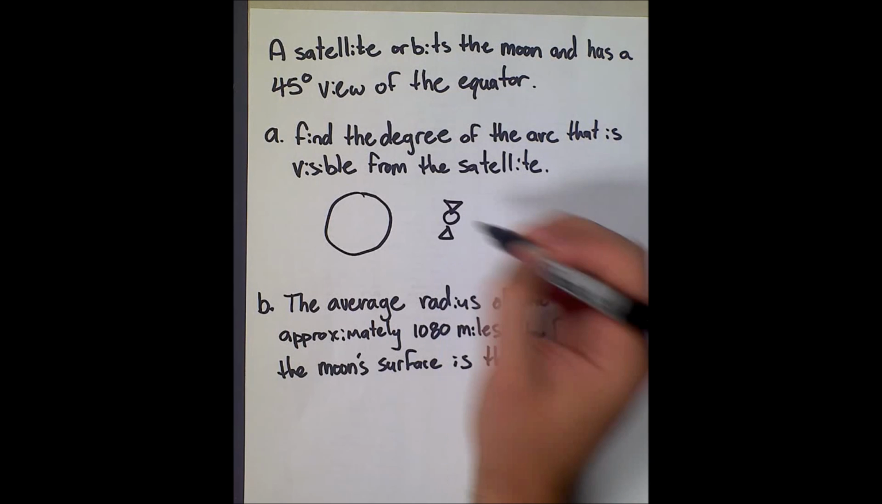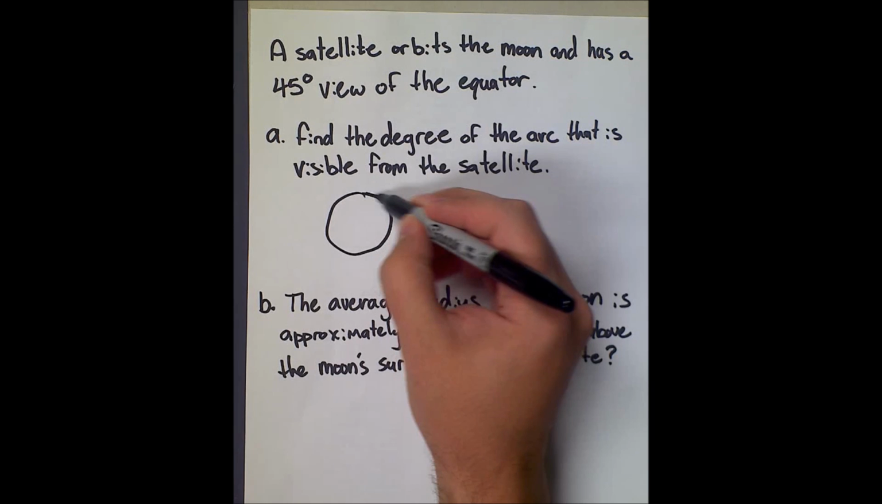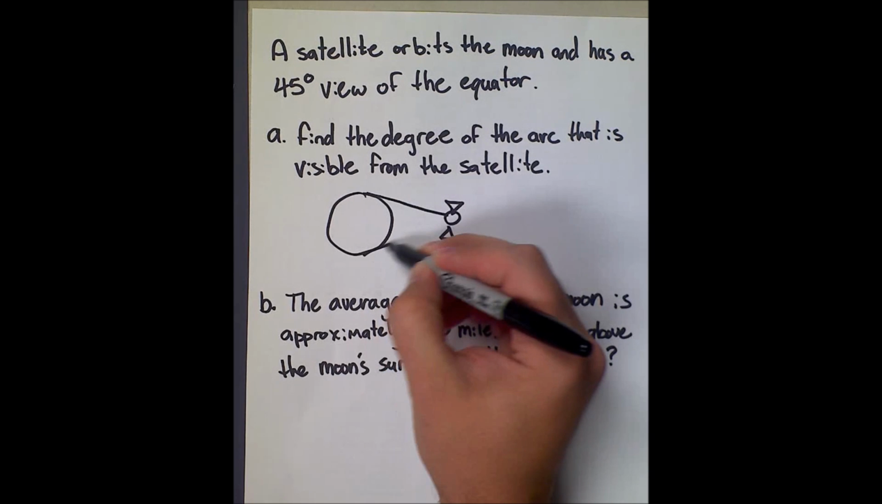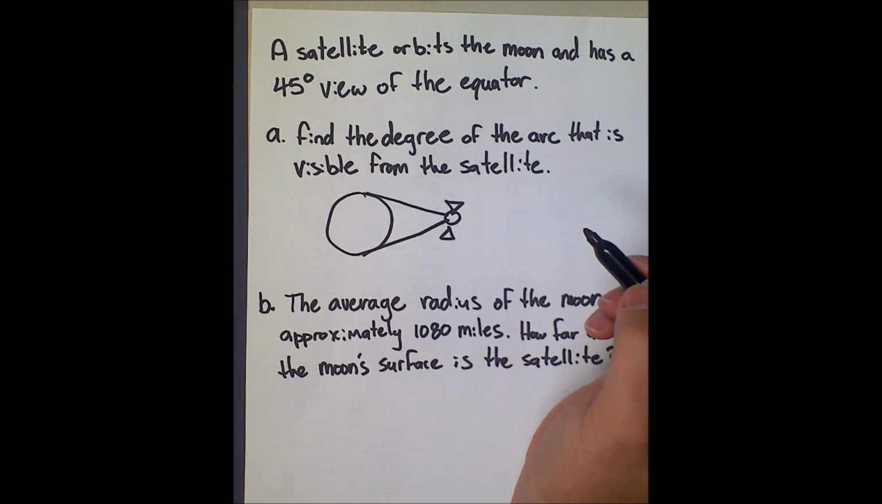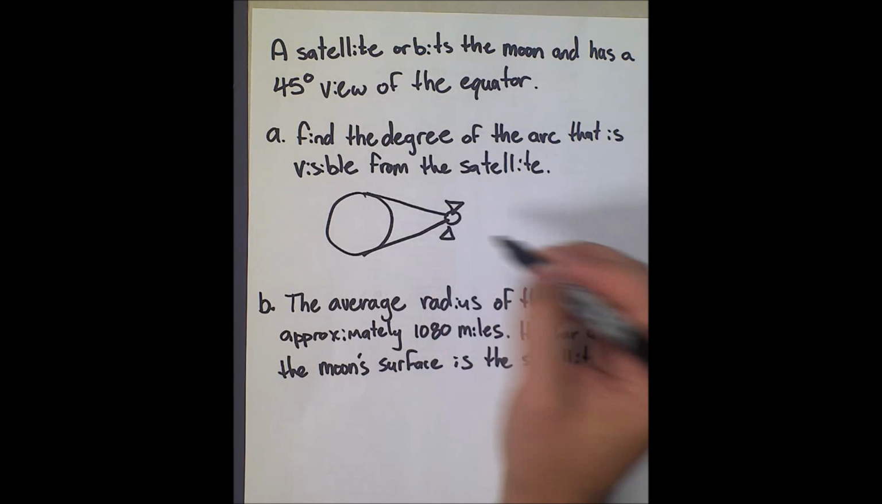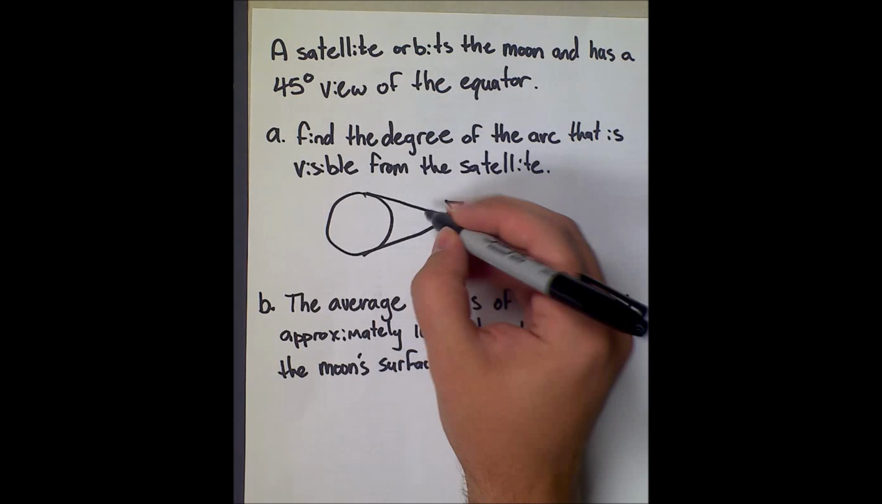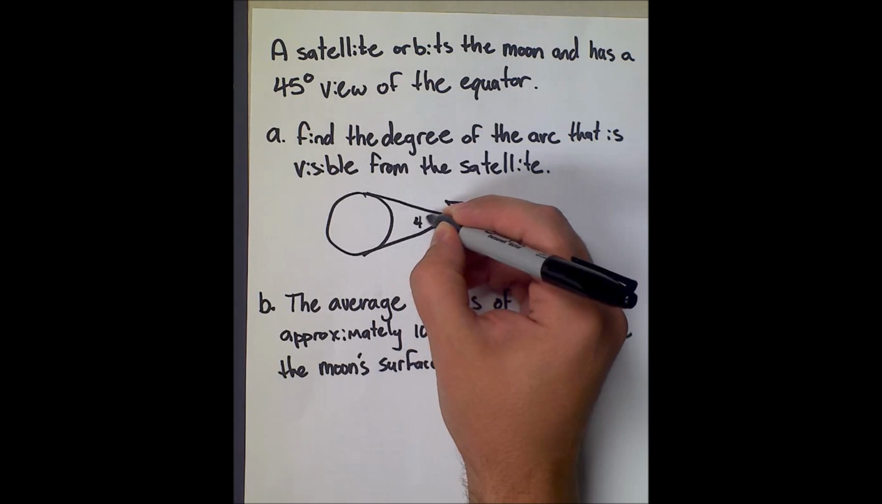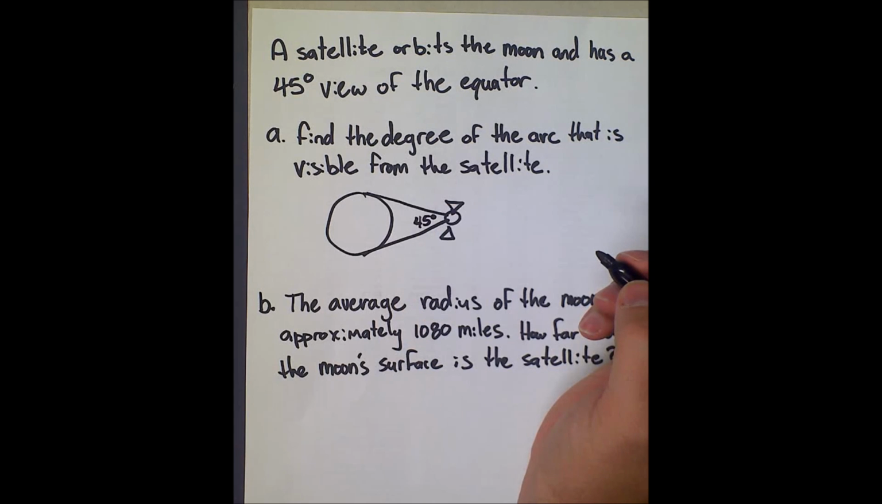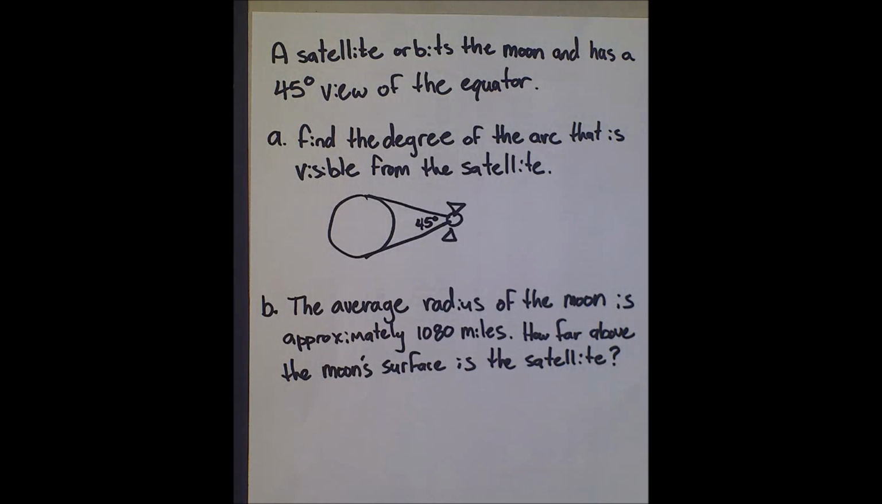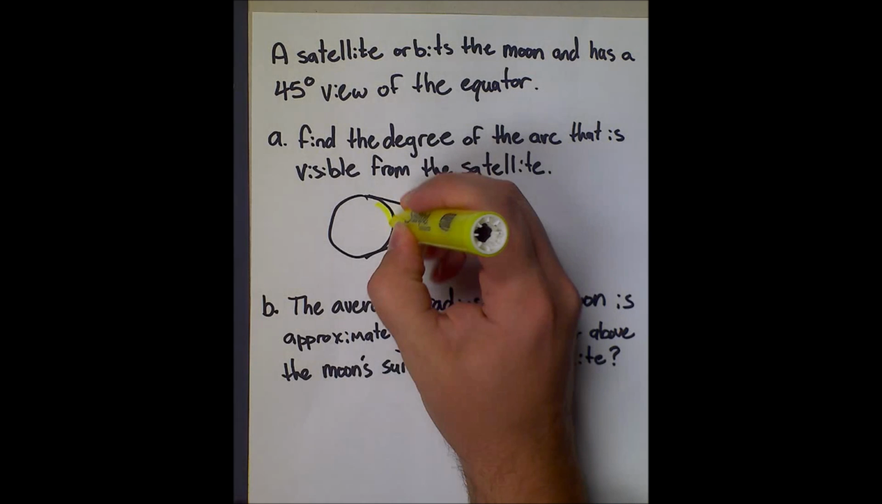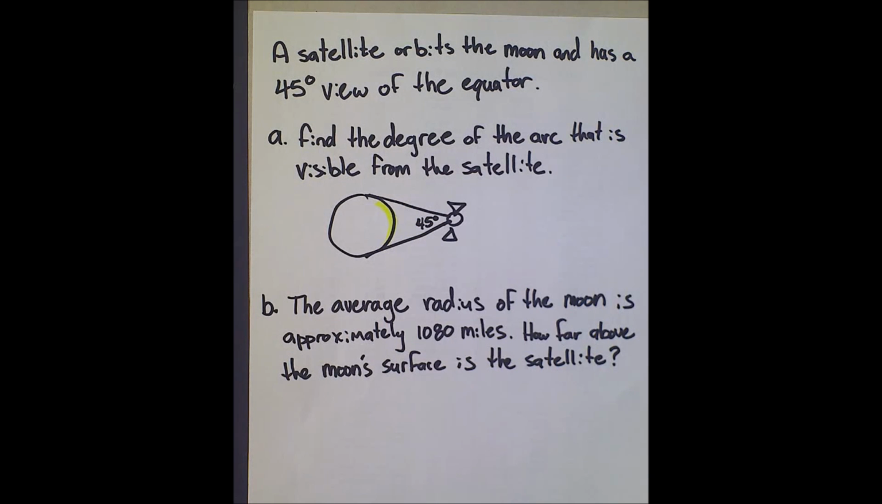And it has a 45-degree view of the equator. This lets me know those are tangent lines, and they meet at an external point, the satellite. And it says it has a 45-degree view of the equator. So this angle inside is 45 degrees. And they want us to find the degree of the arc that is visible from the satellite. That is the arc that we would like to know.